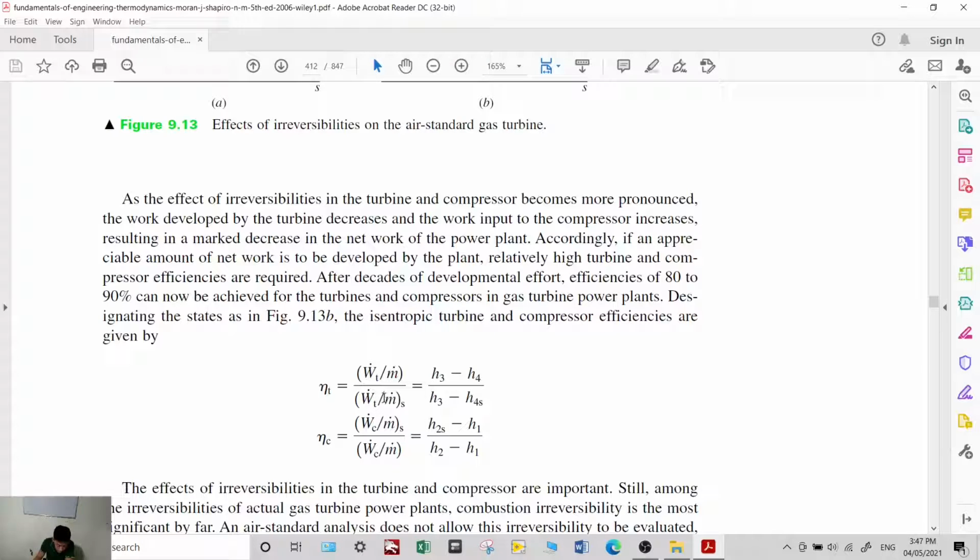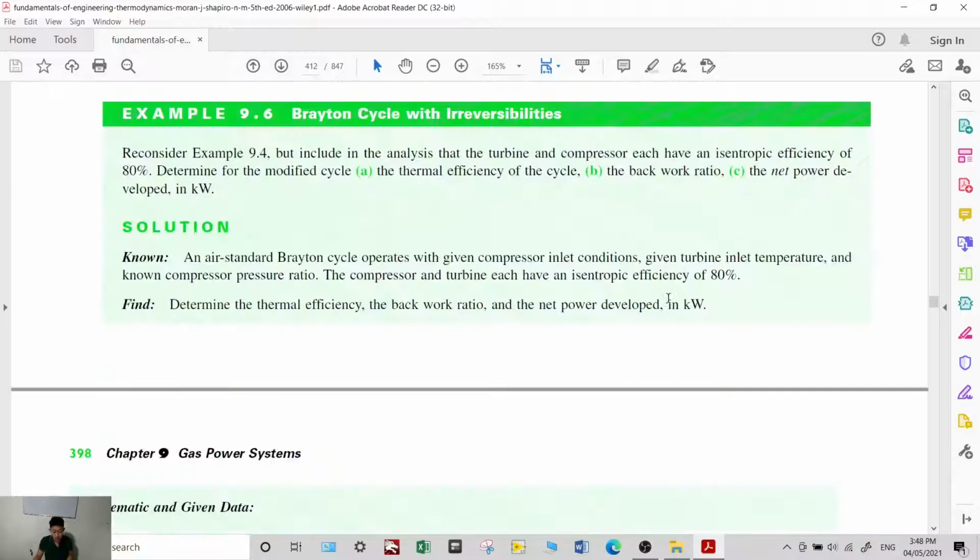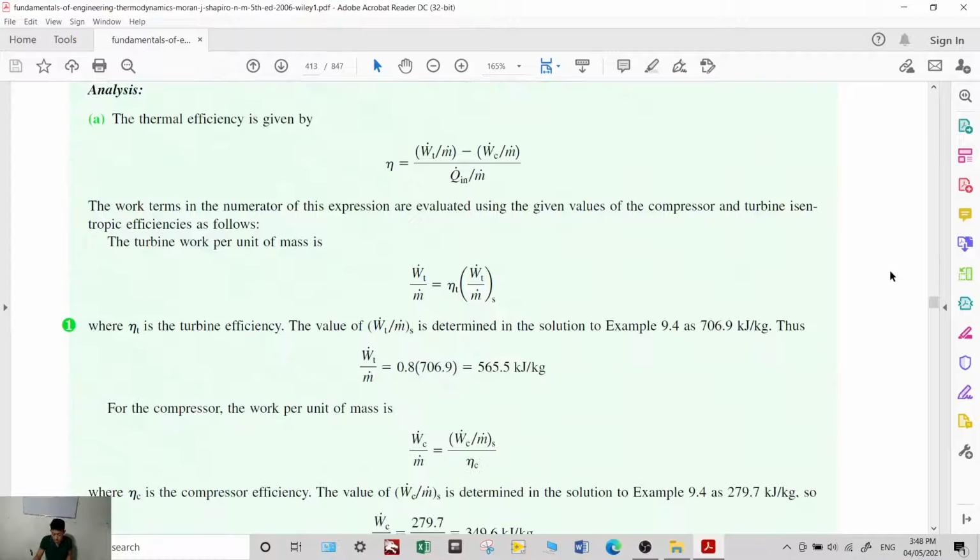Okay, so for turbine, dapat mas dako ang denominator. So mas dako man ang work na maproduce sa imong isentropic, so mao na nasa denominator. For compressor, ang isentropic work, no, kay mao man ang gamay nga work na ma-supply nimo sa imong compressor if there is no irreversibility, so that is why mao nang nasa numerator. Okay, so again, we'll have an example with this one.